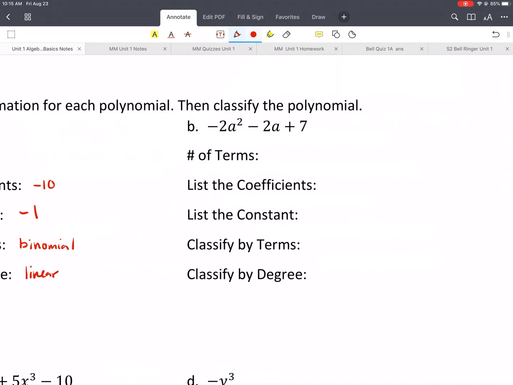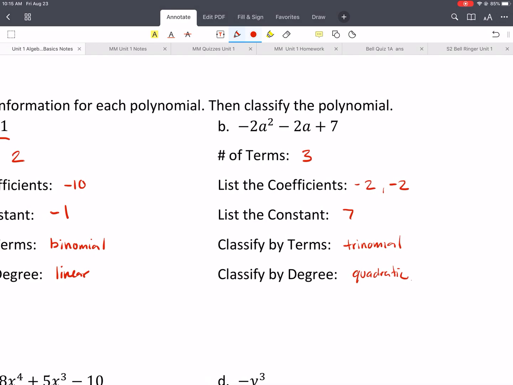Okay. Next we have number of terms. We have 3. List the coefficients, negative 2 and negative 2. Constant would be 7. Classify by terms. All right, we have 3 terms, so that would be a trinomial. And by degree, the highest exponent is 2, so that would be a quadratic. Okay, and sometimes they combine those together and call it a quadratic trinomial.